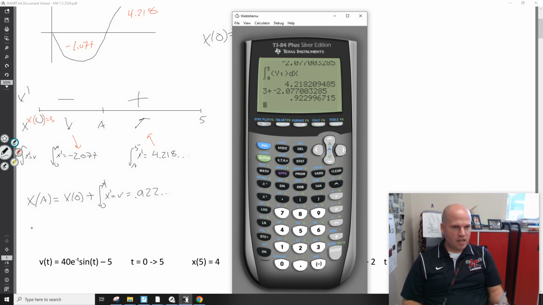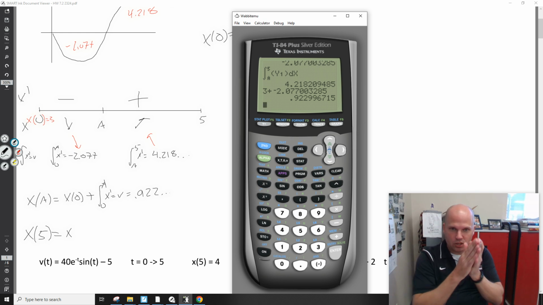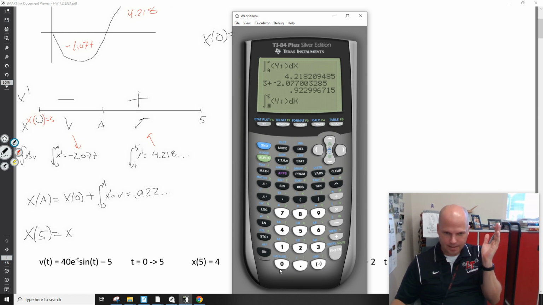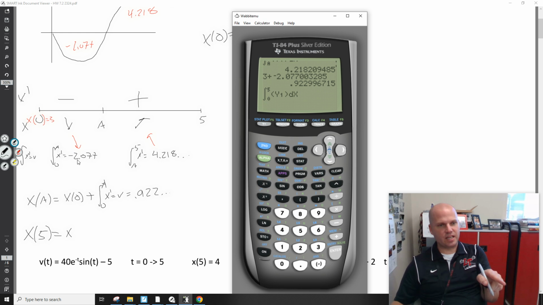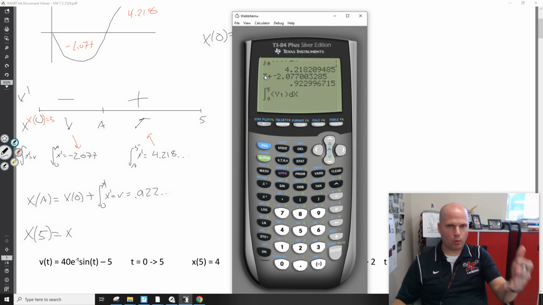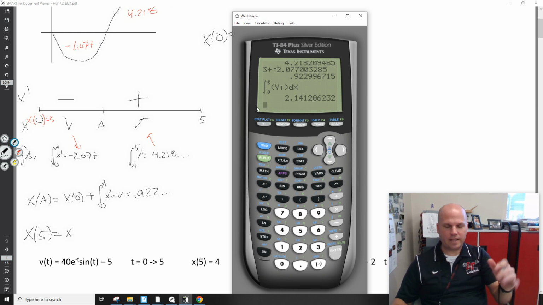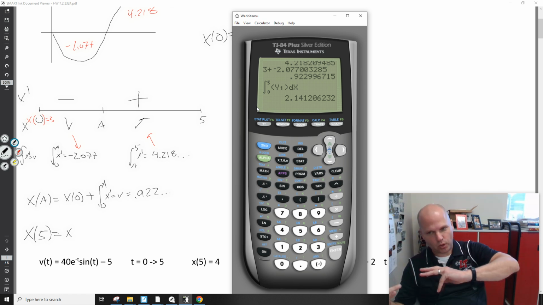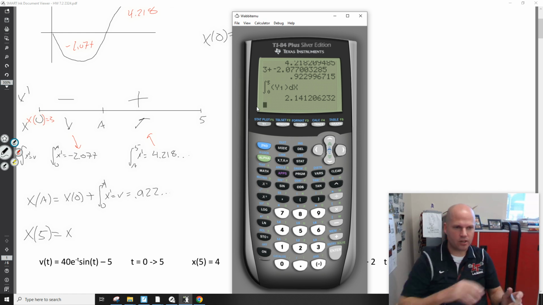Okay? If I have my position at 5, multiple things you could do here. I'm going to show both ways. You could say, well, I started at 0. I could look at my accumulation overall. Now watch what I'm going to do here. If I put 0 to 5, it's going to be this negative 2.077 plus this 4.218, which will give me 2.141. Great, that's my overall displacement. I end up right 2.141 units compared to where I started.